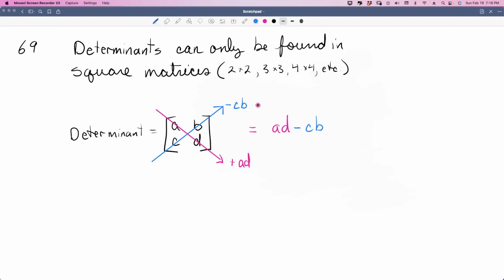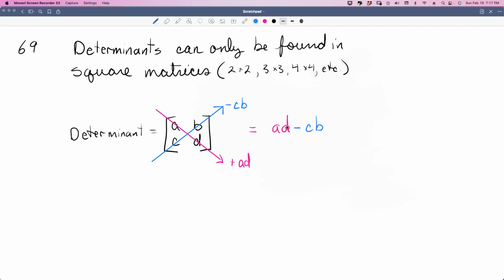Determinants are something that you can only get with a square matrix. So 2 by 2, 3 by 3, 4 by 4, etc. They have to be the same number of rows and the same number of columns in order to have a determinant. A determinant is found by multiplying the diagonal from the top left corner down to the bottom right corner. That diagonal is going to give you a positive value. From the bottom left corner up across to the upper right corner, you're going to get the negative.